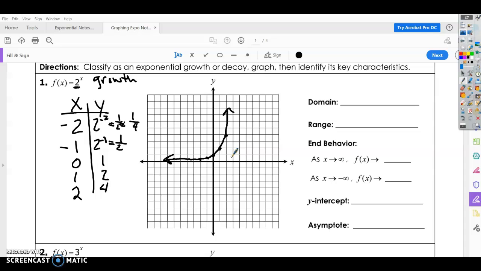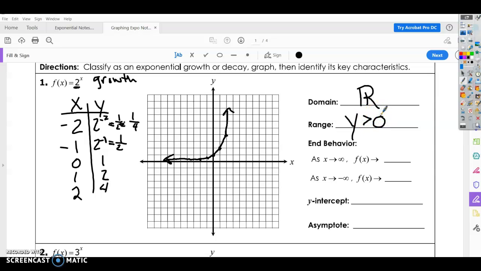All right, then we need to determine key features of the graph. So our key features, we've looked at these before. Our domain is our x's, so it's going to the left and to the right. Even though it's going up more than it's going to the right, it's still going both to the left and the right forever. So this is going to be all reals. And our range, it's approaching this line here, but it's not going to cross. This fraction is going to get smaller and smaller, but it's not going to get to 0. So our range is going to be y greater than 0.